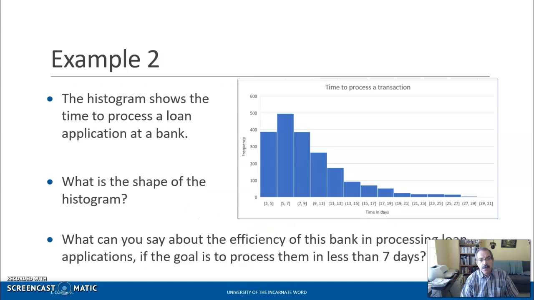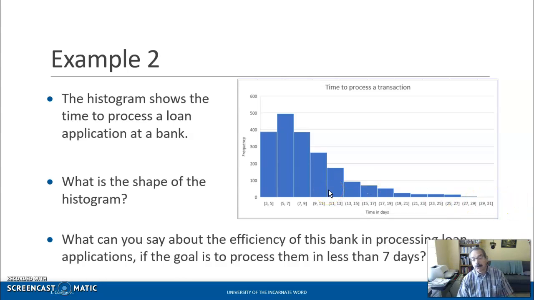This is example 1. Here's another example. If you remember, at the beginning of this module, I showed you the bank data with 2020 observations. In this case, we created the histogram for the time it takes to process a loan application. And again, the classical question, what is the shape of this histogram? I think there is no question that this is a right skewed or positively skewed histogram. See, the bars are just descending towards the right.